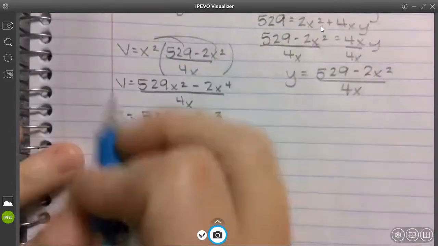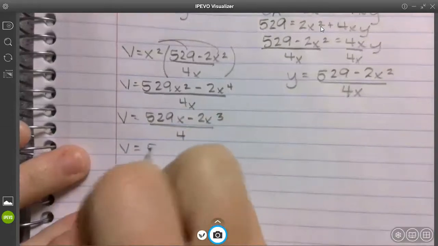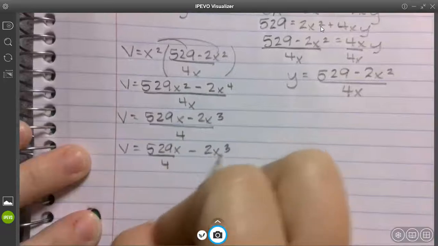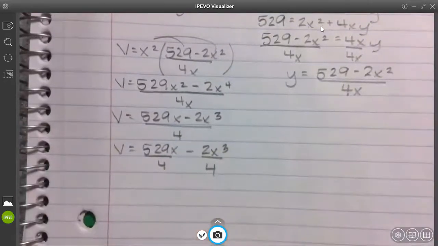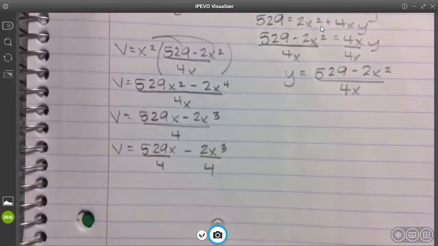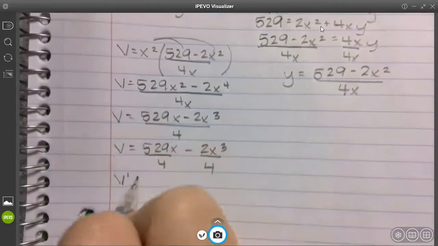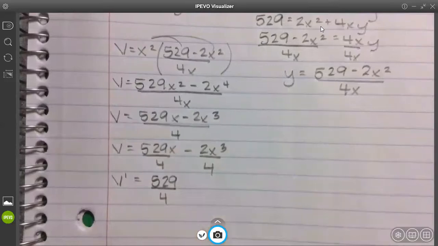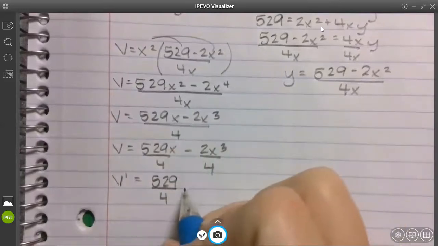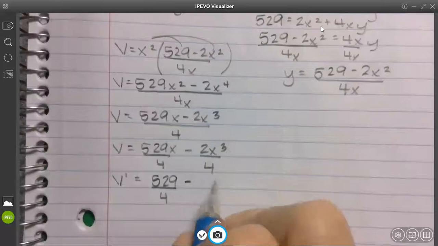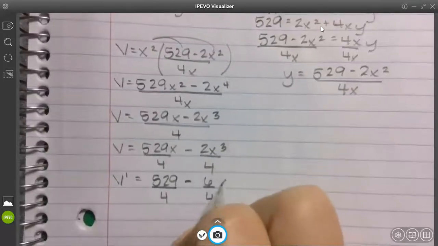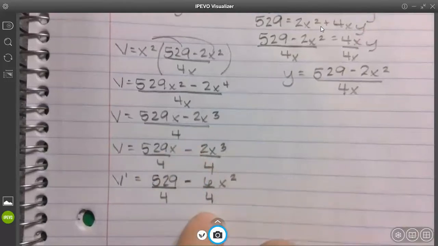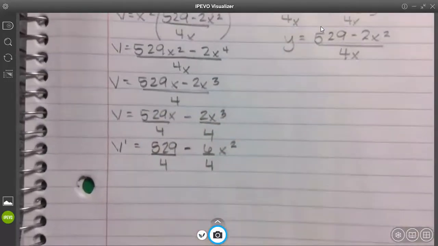You can split this up and it'll make taking the derivative a little bit easier. So 529x over 4 minus 2x to the 3rd over 4. If you want to reduce that, you can. It'll reduce itself in the end if you'd like it to do that. So then when we take the derivative, we get just 529 over 4. And then, sorry, y'all. And then we get 6/4 x squared. So 3 times 2 is 6 over 4, and then to the 1 less power.